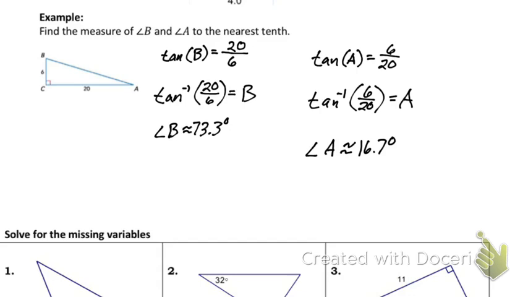And we could double check to make sure everything's right, because 73.3 plus 16.7 should equal 90 degrees, which it does. So we are good. That's why I always calculate the other one. Even though we could just use 90 minus this, I always check the other one, because if they both come out, then I know I did the first one right.